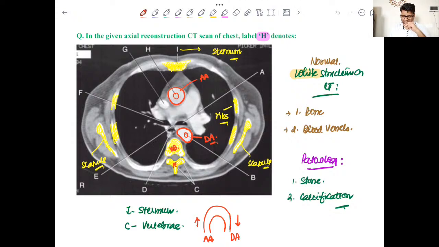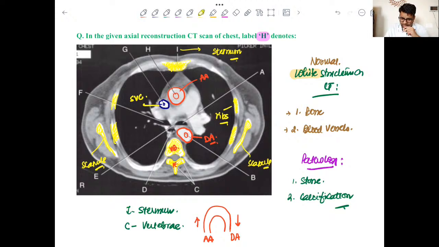Ishan, very good, right? So ascending aorta, descending aorta. Now on the right side of the aorta, we have a venous channel, and this is the one which opens into the right atrium. So this is the superior vena cava, right? Yes, Ishan, you are absolutely right.